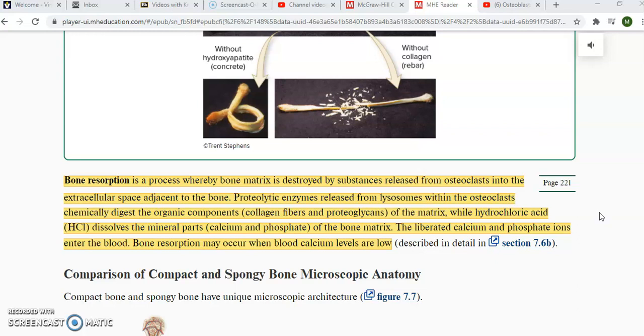All right, so we will talk more about those two processes as we go further on in the chapter, but that's kind of an overview of those two processes that our bone cells are responsible for.